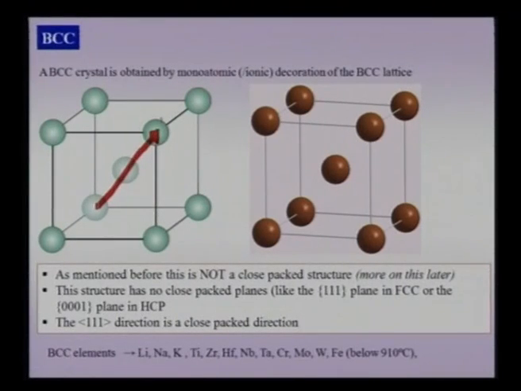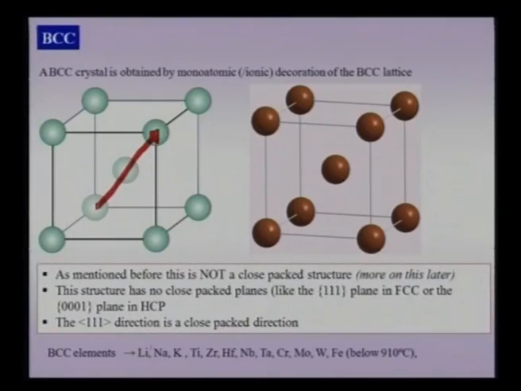When I mention BCC crystal without any other qualification, and we will see later some examples where we should be a little careful in this regard, what I mean is a monoatomic or monoionic decoration of the BCC lattice, and such a structure, to re-emphasize, is not a close packed structure and has no close packed planes, but still continues to have a close packed direction. Some of the common metals or elements which solidify in this crystal structure are tungsten, iron below 910 degrees Celsius, which is called alpha iron, and some important elements like sodium and potassium.